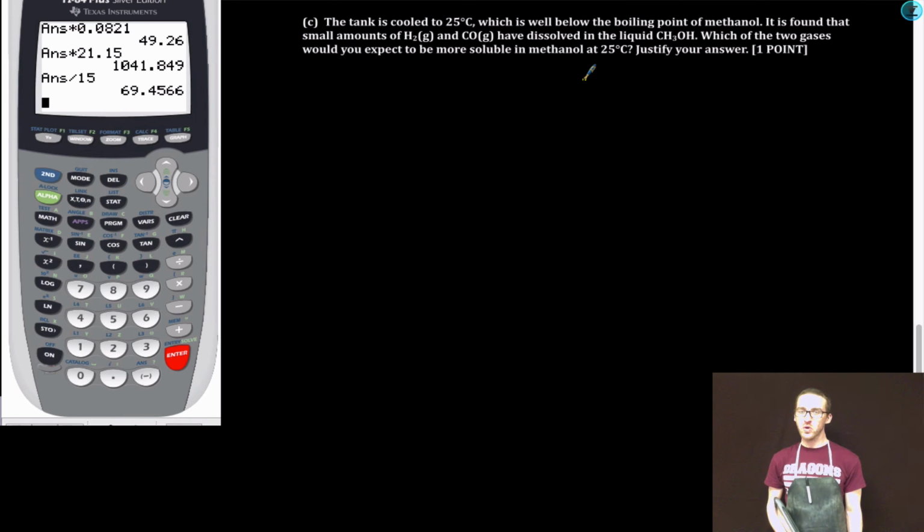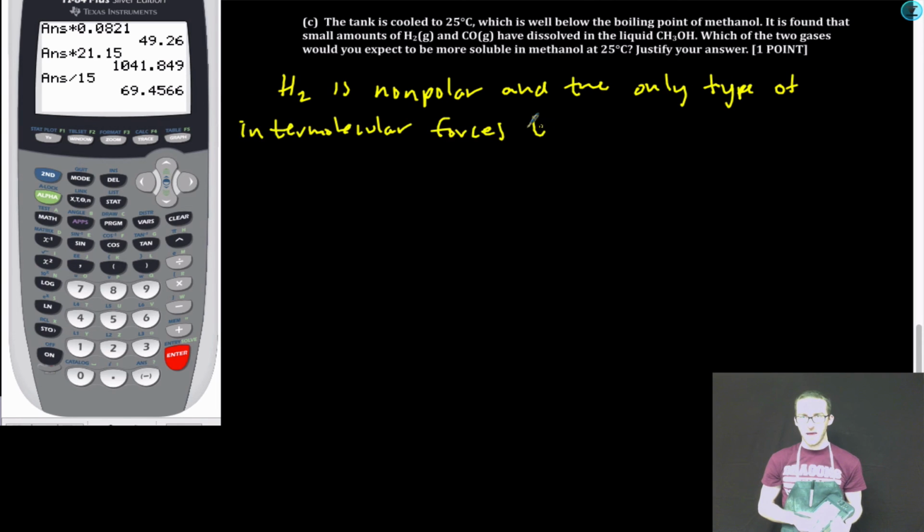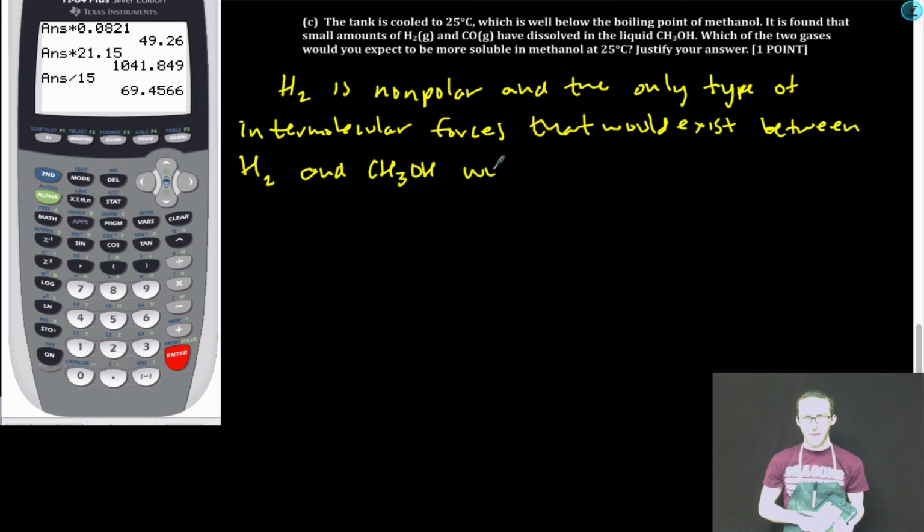The tank is cooled to 25 degrees Celsius, which is well below the boiling point of methanol. It is found that small amounts of hydrogen gas and carbon monoxide gas have dissolved in the liquid methanol. Which of the two gases would you expect to be more soluble in methanol at 25 degrees Celsius? Justify your answer. Hydrogen is nonpolar, and the only type of intermolecular forces that would exist between hydrogen and methanol would be weak London dispersion forces.